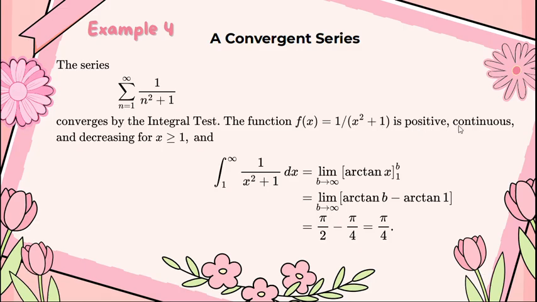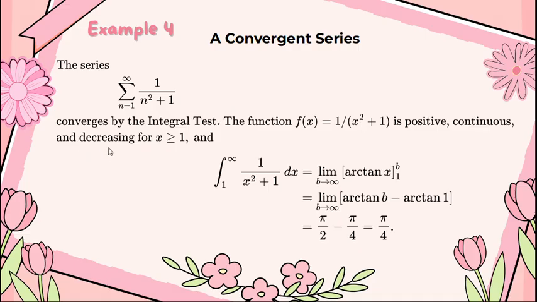Next, is the function continuous? As we have observed, if we plug in values 1, 2, 3, 5 and so on, we do not get 1 over 0, since that would be undefined. So for 1 we have 1 half, for 2 we have 1 fifth, for 3 we have 1 over 10, for 4 we have 1 over 17, and so on, and that is continuous.